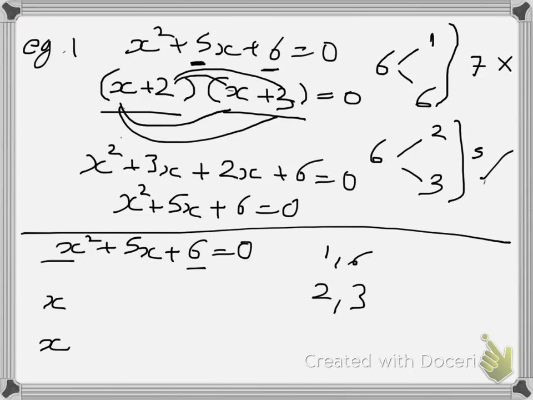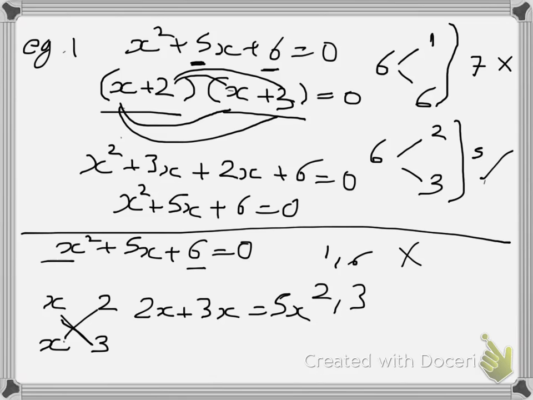Fine. So if I write 1 and 6, now if I do the cross product and add it, it should give me 5x. So 6x plus x gives me 7x. So this is not my factor, so I'm just going to avoid it. Now which one am I going to use? 2 and 3. Let's try with 2 and 3. Do the cross product and then add it. It's like 2x plus 3x equal to 5x. So I got my 5x.